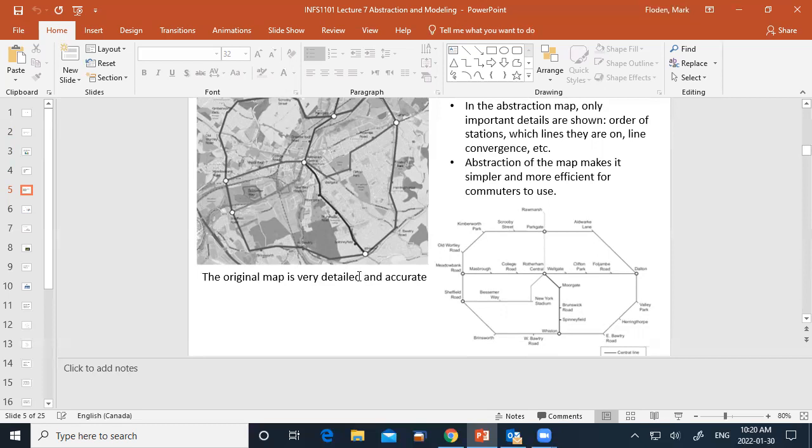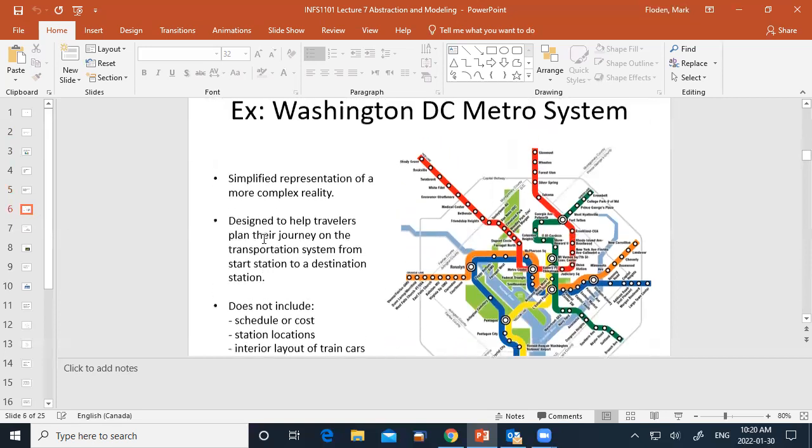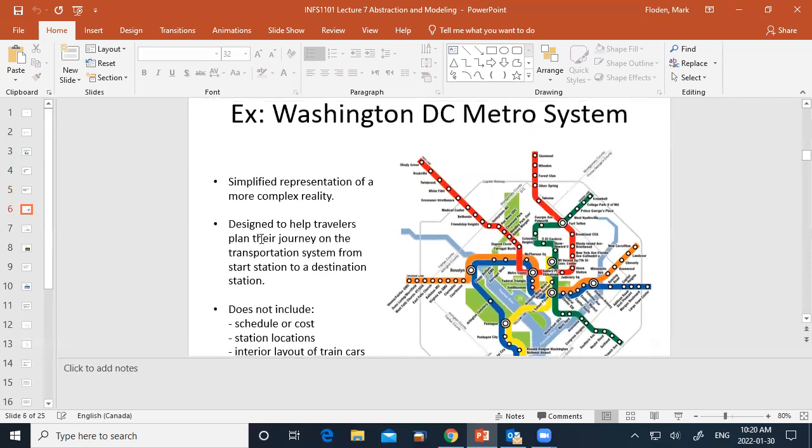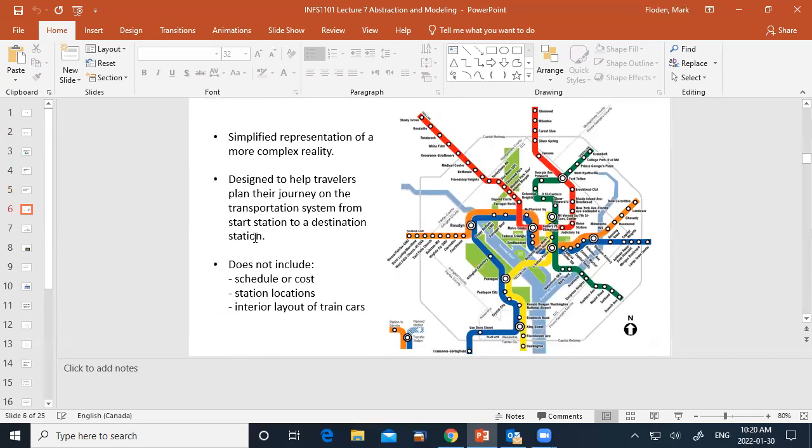So we have definitely done an abstraction there, and from our abstraction, we've got a nice little model. Here's, is that Rotherham? No, this is the Washington, D.C. Metro, sorry. That's interesting.